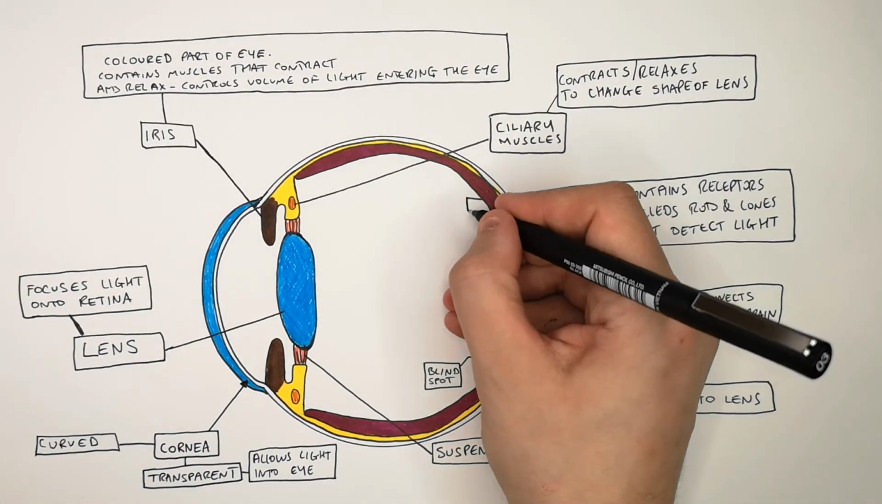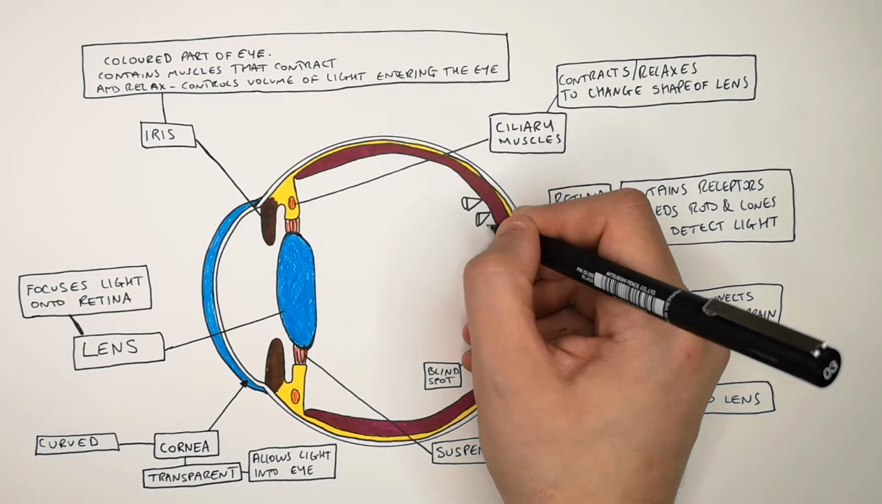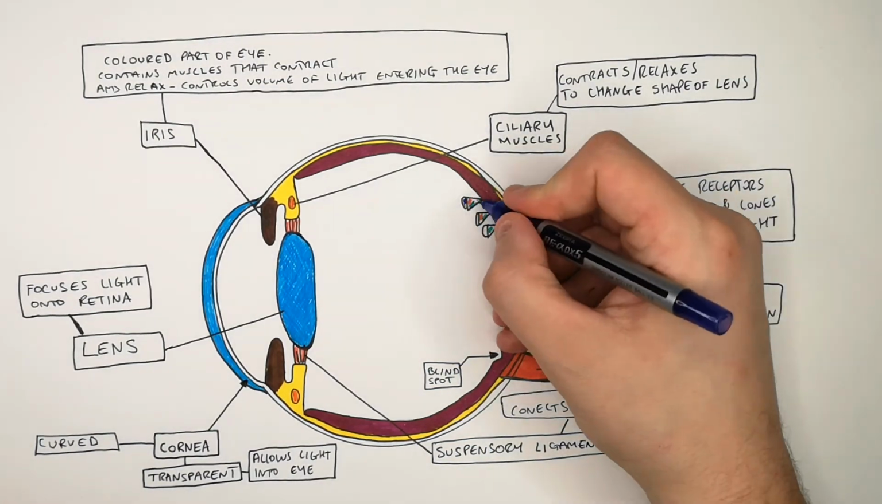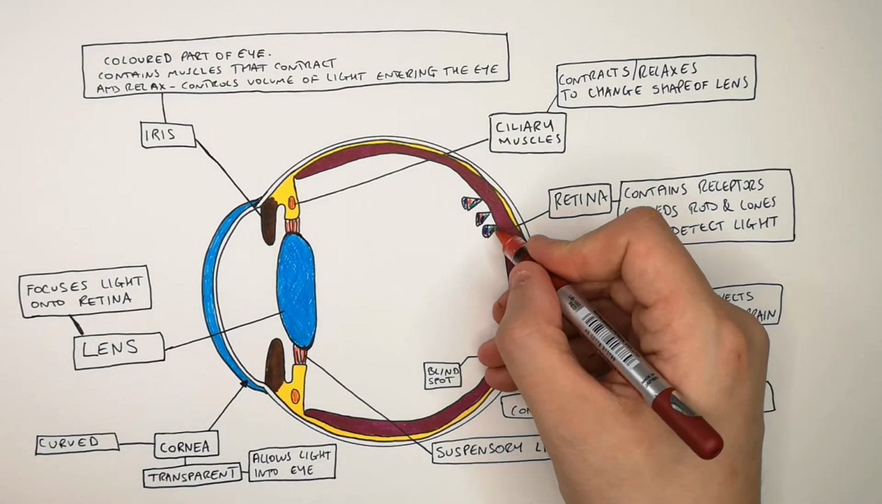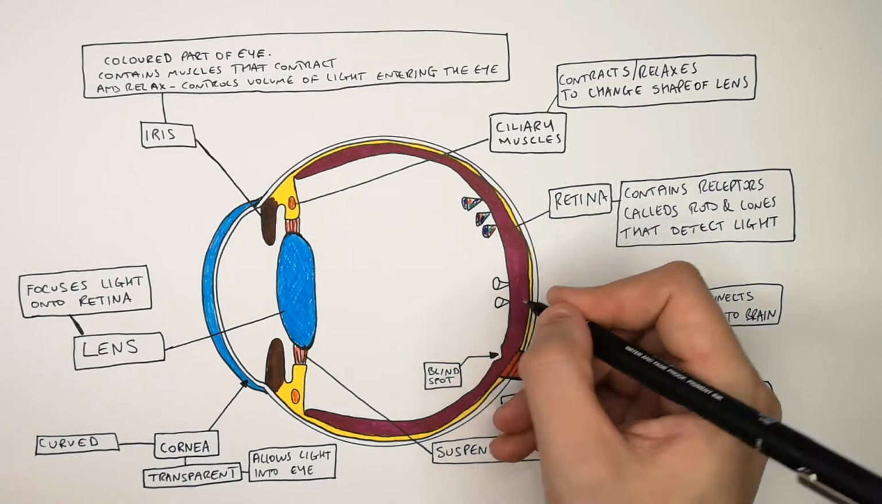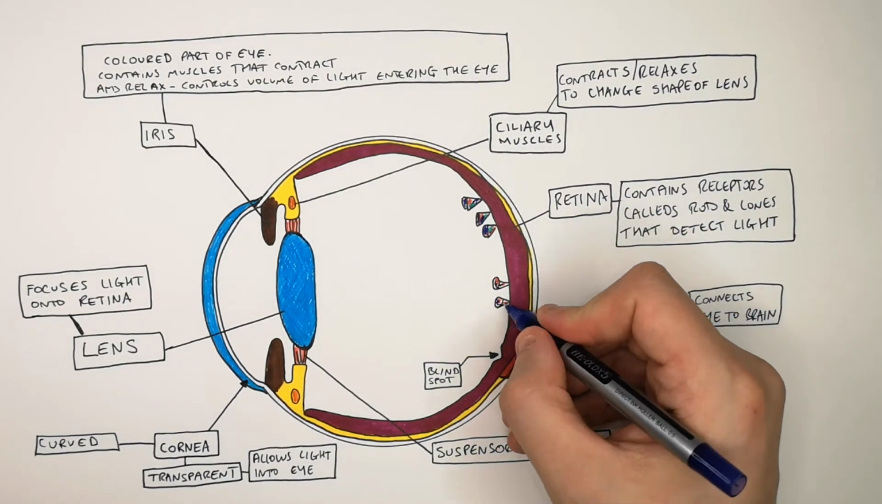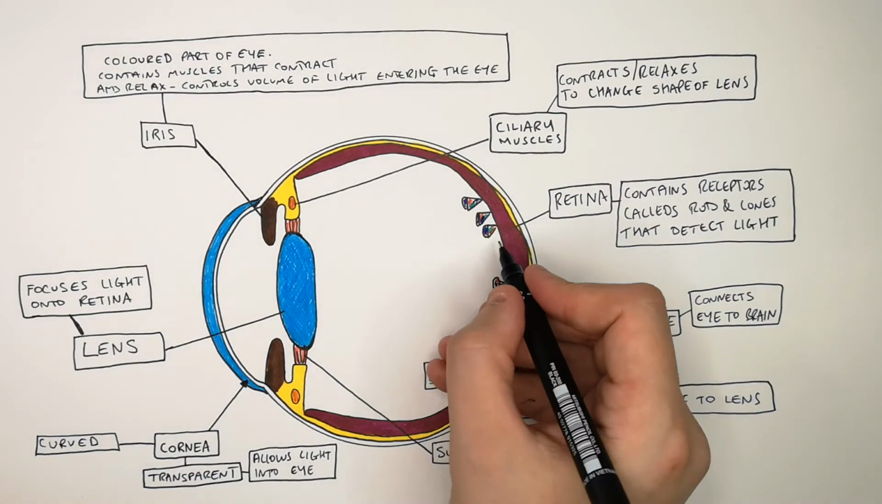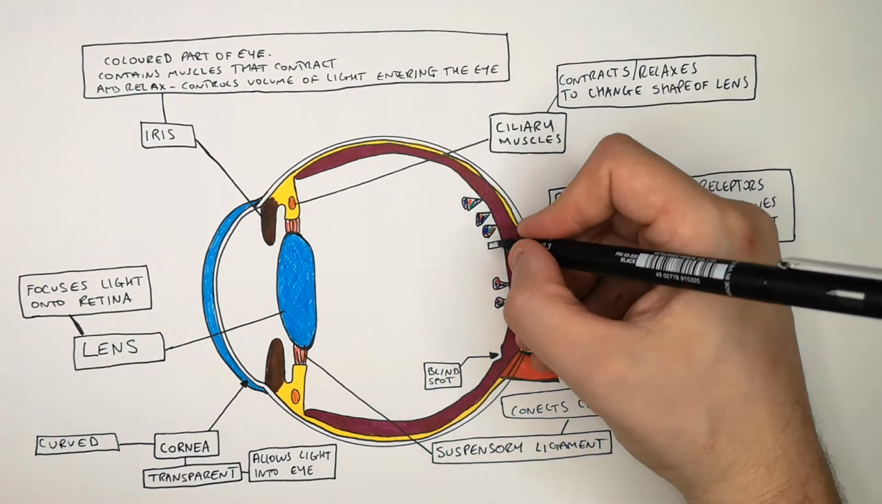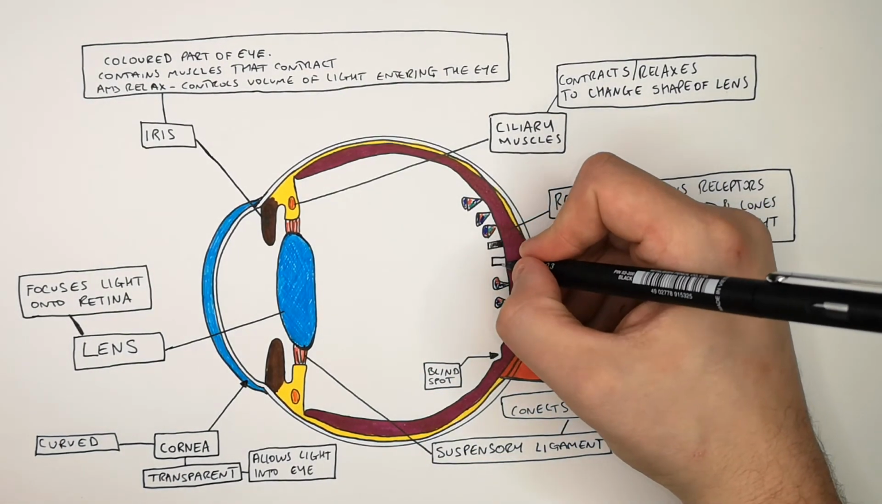On your retina are rods and cones. These are receptors that detect light, color, and light intensity. I'm now drawing the cones. The cones detect the color of the light. I'm now drawing the rods. These are the rods, and they detect the light intensity.